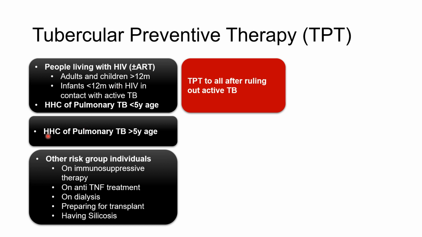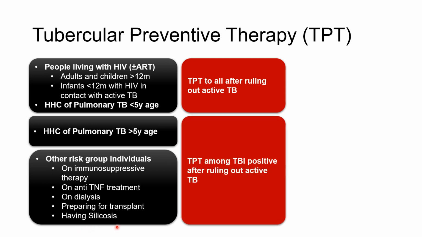What is the second population? Second population is household contacts of pulmonary TB more than 5 years of age. Less than 5 years of age, you just rule out active TB and give TPT. But household contacts of pulmonary TB, if it is more than 5 years of age, what do we do? And the third population, that is other risk group of individuals. That means other individuals who are at increased risk of developing tuberculosis. That means immunosuppressive therapy receiving patients, anti-TNF therapy receiving patients, patients on dialysis, patients preparing for transplant and having silicosis.